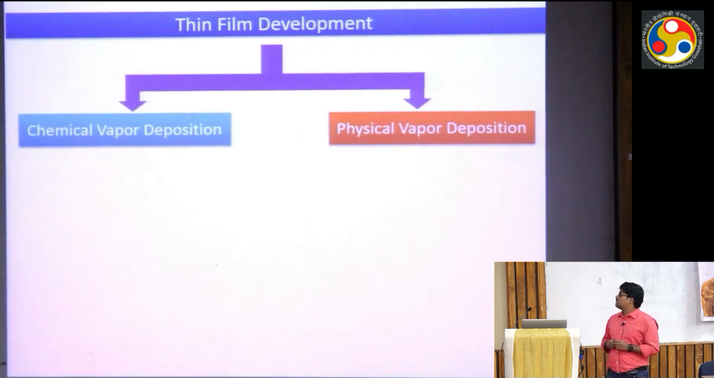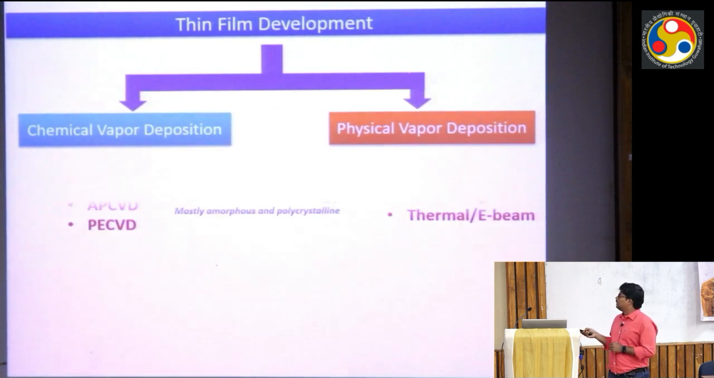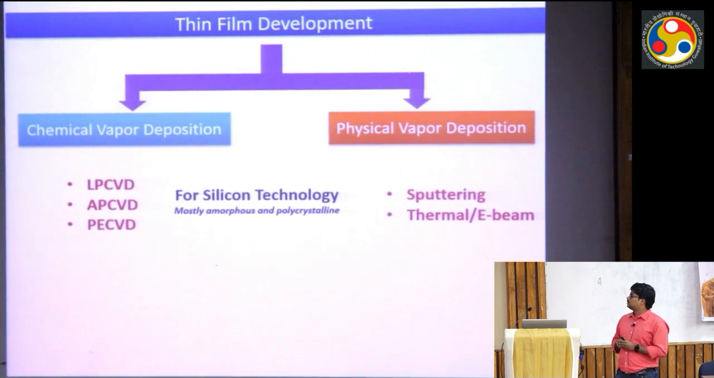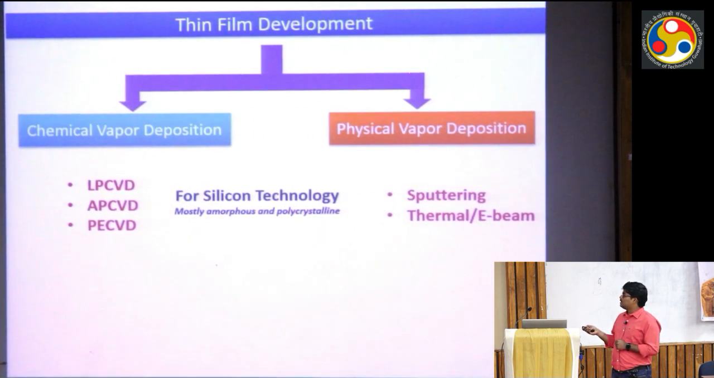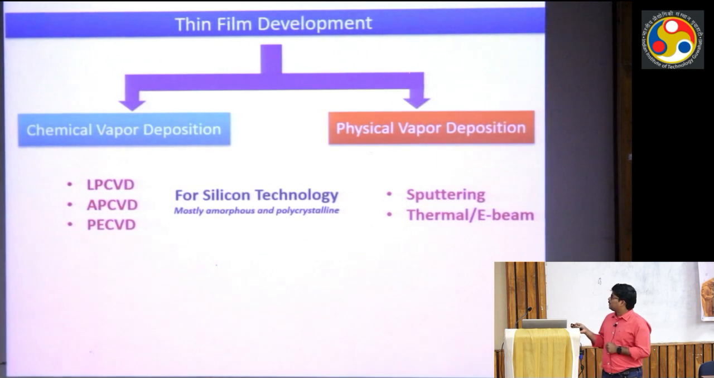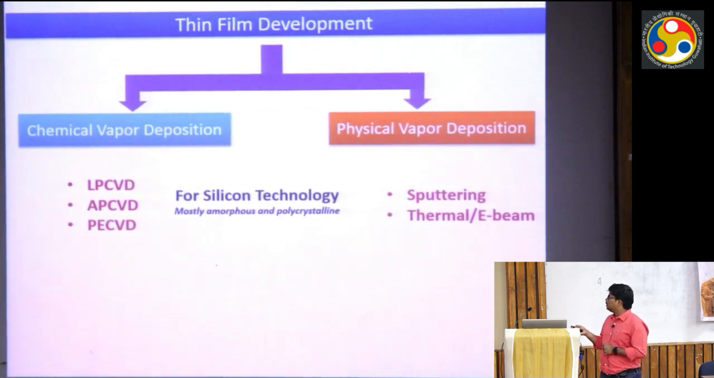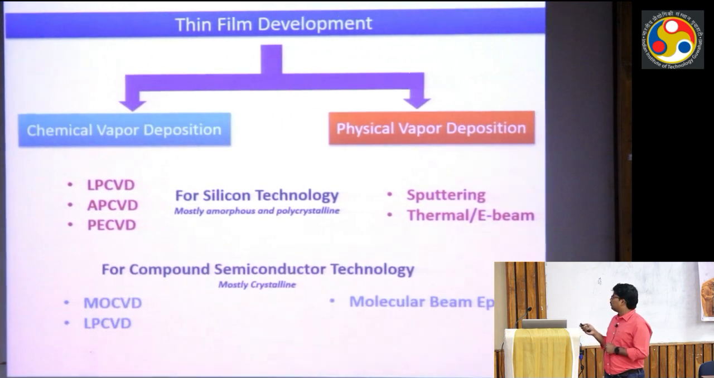Now again further, if we see this thin film development, that is CVD and PVD. For silicon technology, we are mostly developing amorphous layer and polycrystalline layer using this thin film development. And here the typical CVD techniques we use in case of silicon technology are low pressure CVD, atmospheric pressure CVD, and plasma enhanced CVD. And similarly, the physical vapor deposition we use in case of silicon technology to develop either amorphous or polycrystalline material are sputtering as well as thermal evaporator or tube evaporator.